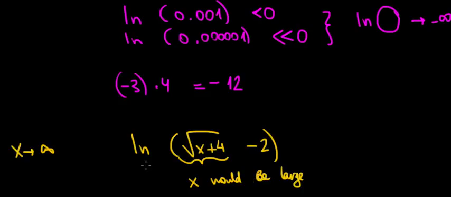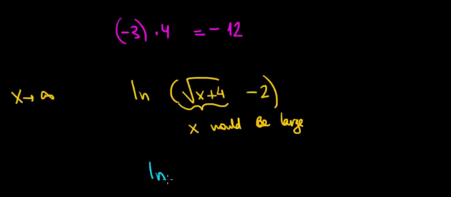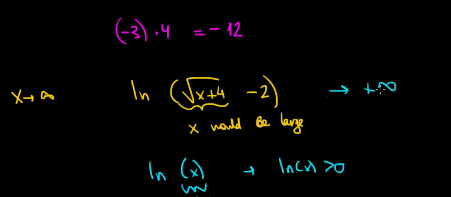Let's say x equals 100. Well, square root of 104 is slightly larger than 10. 10 minus 2 is 8. ln of 8 would be a positive number. When we have ln of x and we know that x is greater than 1, then the ln of x in that case would be positive. And in our case, because x would be a large number, we would have a logarithm that's very positive. The larger the x here, the larger the logarithm. The result will approach positive infinity.